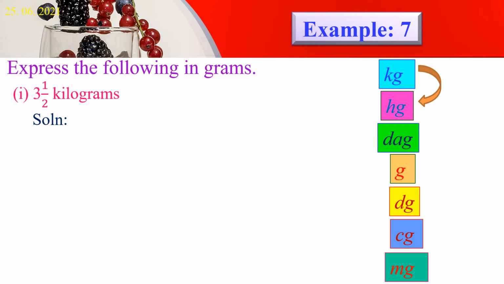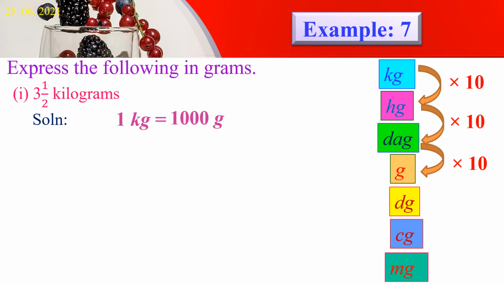On the first step we are in hectogram, so let us multiply by 10. On the second step we are in decagram, so we multiply by another 10. On the third step we have reached gram, so again we multiply by another 10, because we have moved 3 steps from kilogram to gram. Multiplying 10 three times, we get 1000. Therefore, 1 kg is equal to 1000 g.